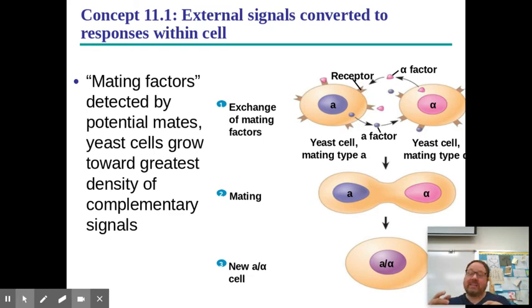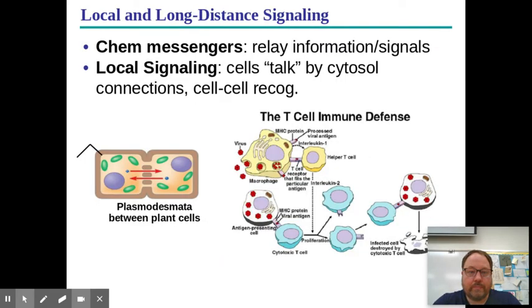And when they detect the presence of the opposite mating factor, they actually rearrange their cytoskeletons and grow toward one another and fuse their membranes. So it's a form of reproduction in yeast because they're able to detect these chemicals in the environment, switch on different enzymes, and then actually grow toward one another until they can fuse their membranes and reproduce. So this is a type of signaling between organisms.